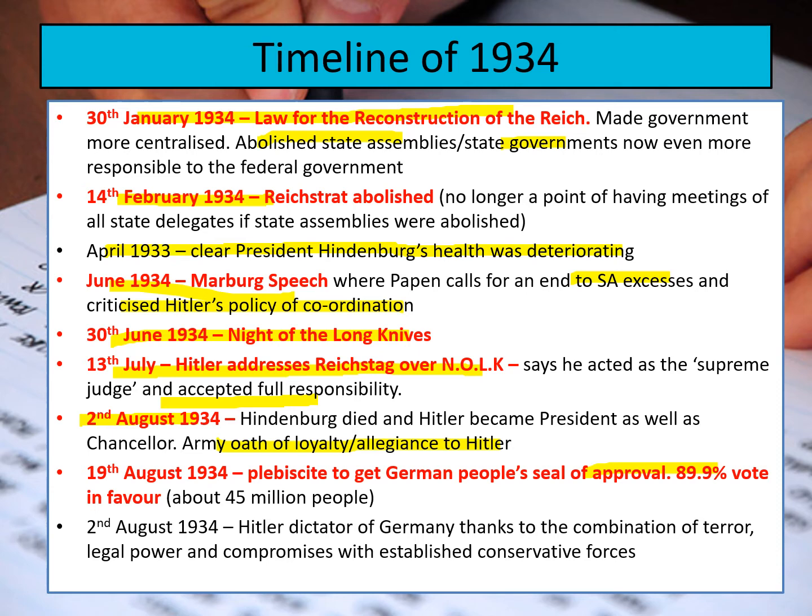So by the time we get to the 2nd of August, really, Hitler is now dictator of Germany thanks to this combination of terror, legal methods and compromise with the established conservative forces. If you are going to do a timeline, which would be a really good idea, you could pause the video here and remember to add some extra details from your exercise books to make sure this is the best revision material possible.